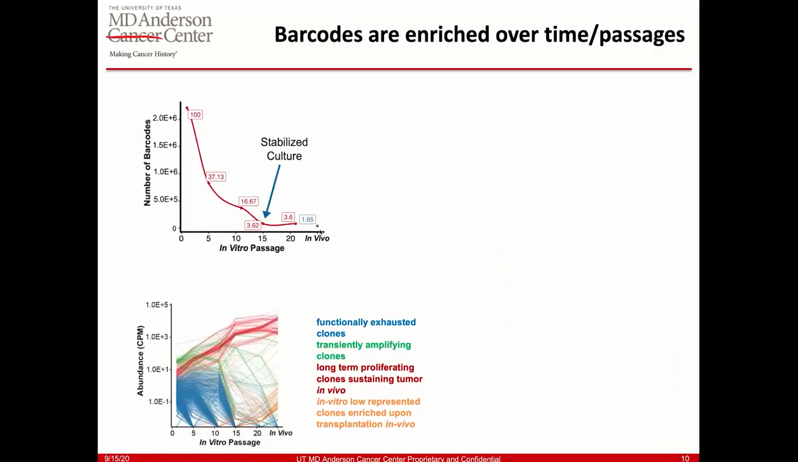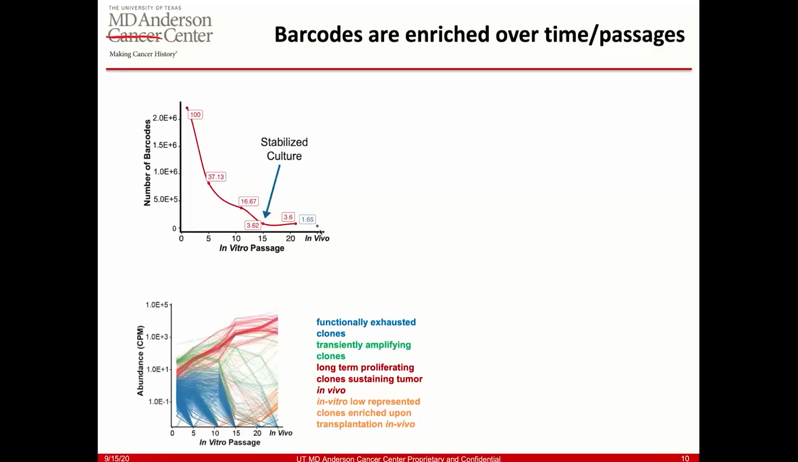What we see is, in terms of the stabilization, after about 15 to 20 passages, only 4% of the subclones remain. And upon transplantation, only about 1.5, 1.6% of the subclones persist. And each of these subclones have very different dynamics.